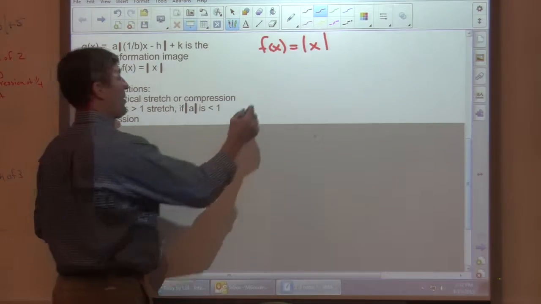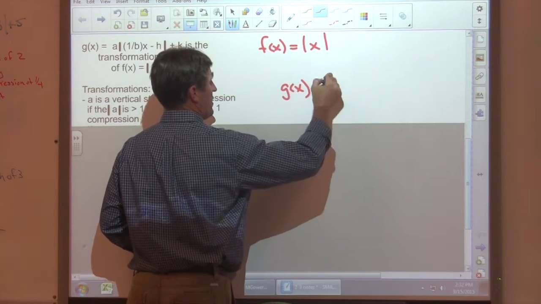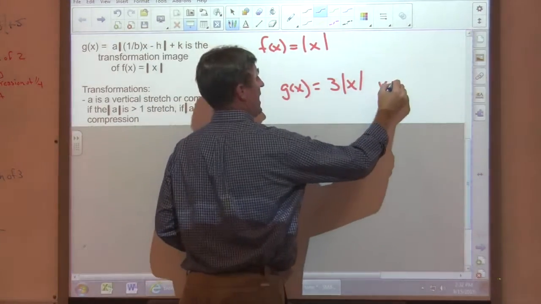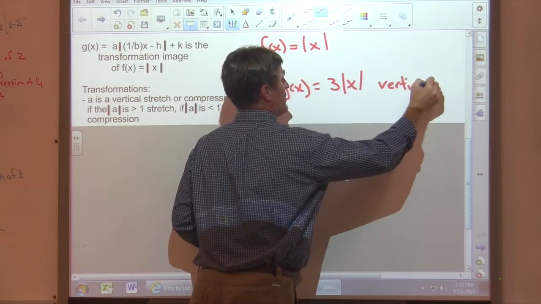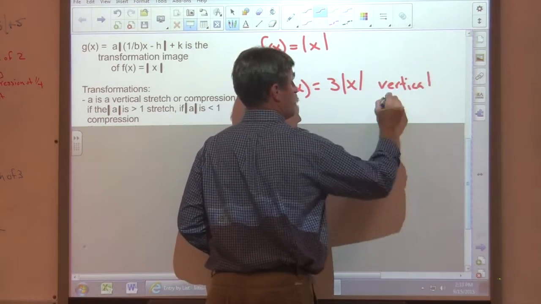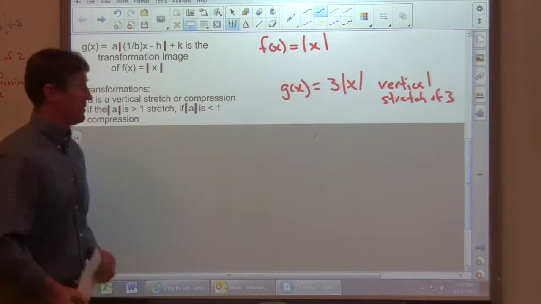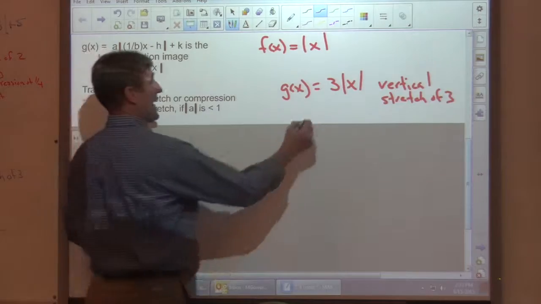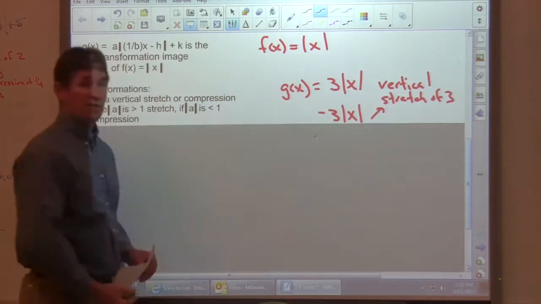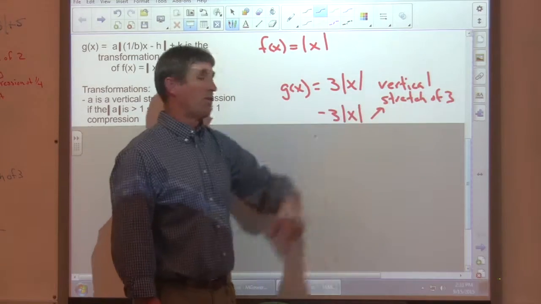Okay? So you can look at the graph, and let's say that g of x equals 3 times the absolute value of x. This would be a vertical stretch of 3. If it was negative 3, it would still be a vertical stretch of 3 because the absolute value of negative 3 is still 3, and so it's still a vertical stretch of 3.